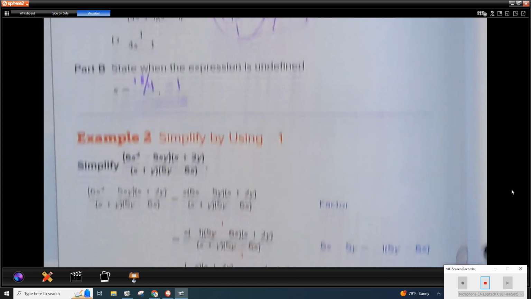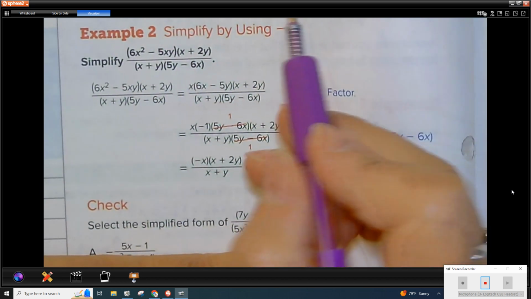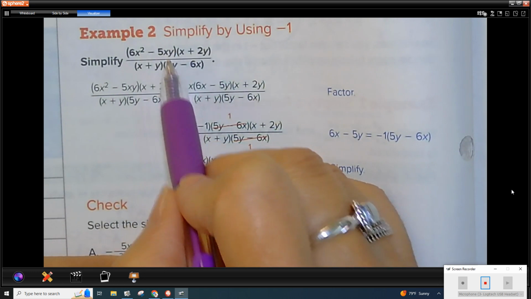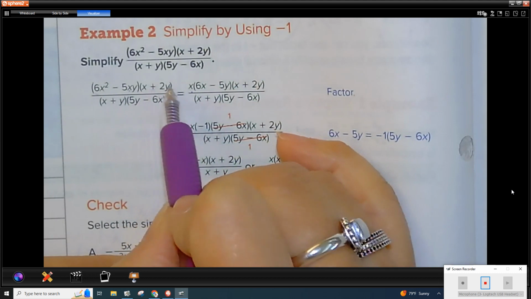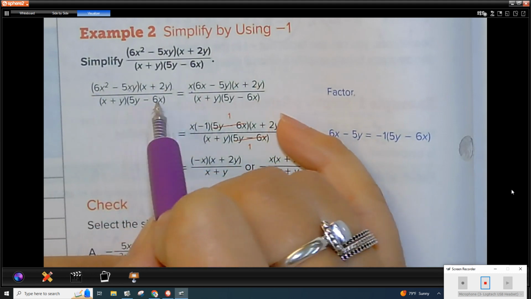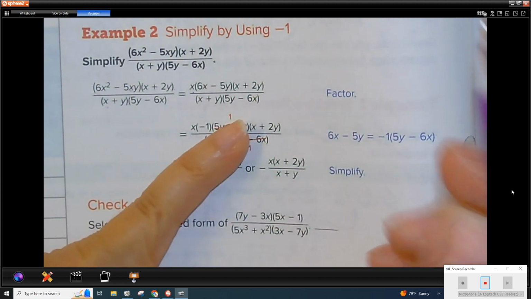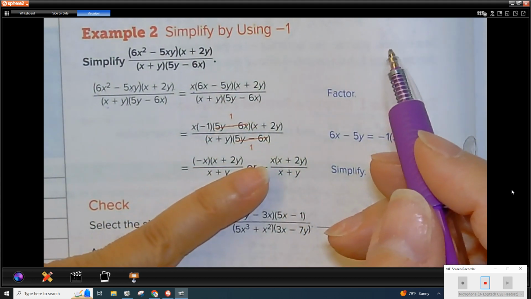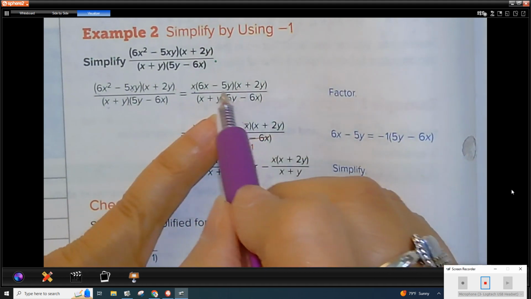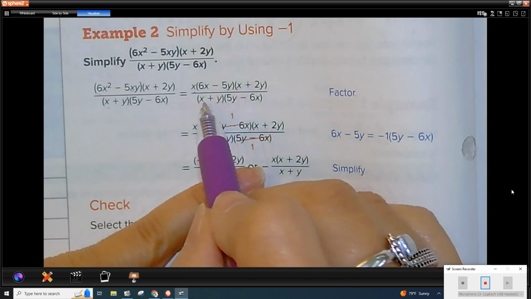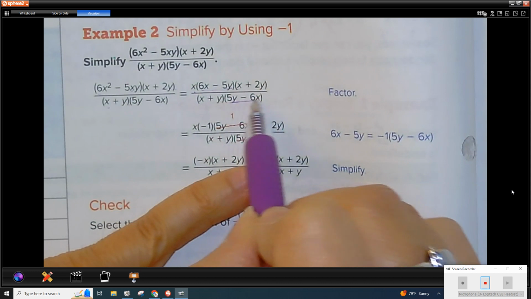Okay, here's one with x and y. We factor. Looking at this first one, they both have an x. This one, there's nothing I could factor out. This one, nothing I could factor out, so it's just that. Now looking at these, these are really close. These do not factor because that's 2y and 1y. These are really close, the 6x minus 5y and 5y minus 6x.